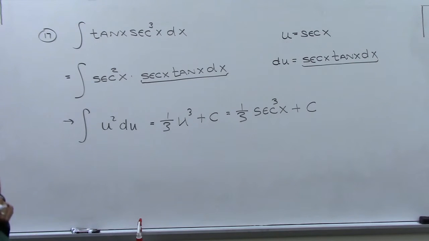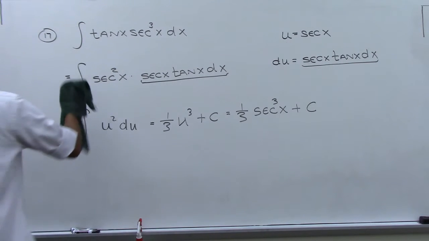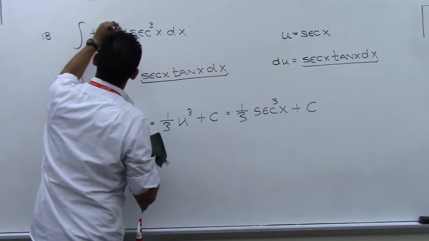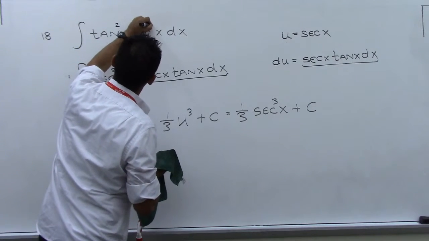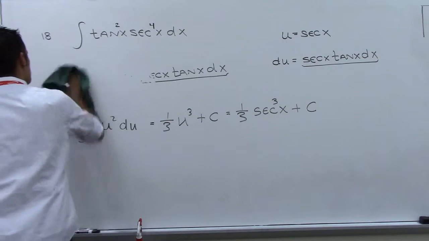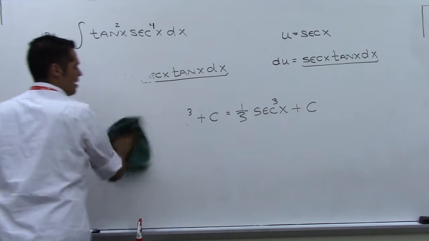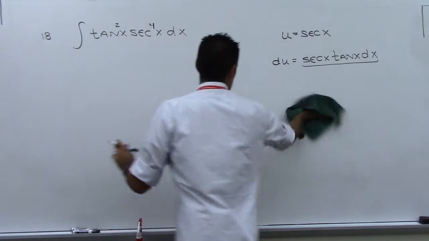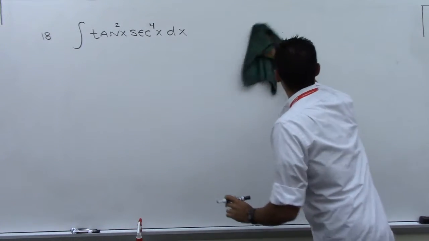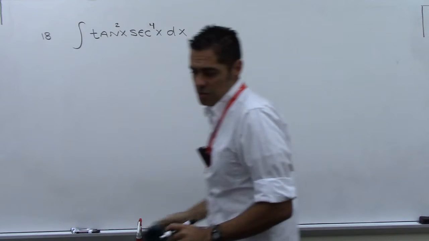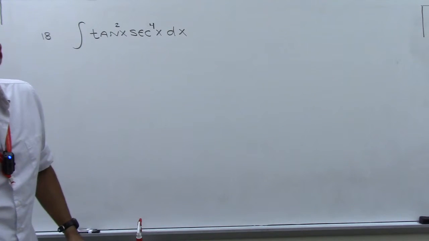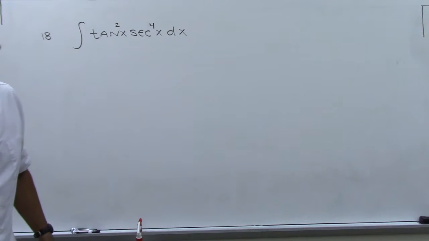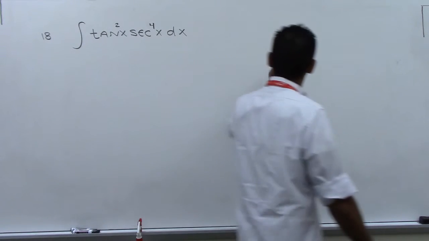Let's take a look at the next one. Number 18: tangent squared secant to the 4th. With this one, my tangent is not odd. My secant, however, is even. So when we have an even secant, the strategy is to peel off a secant squared. So I'm gonna peel off a secant squared, and I'm gonna let u be tangent x.